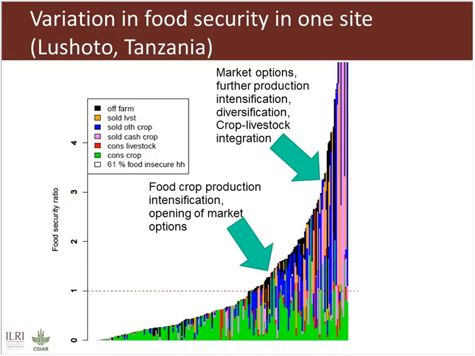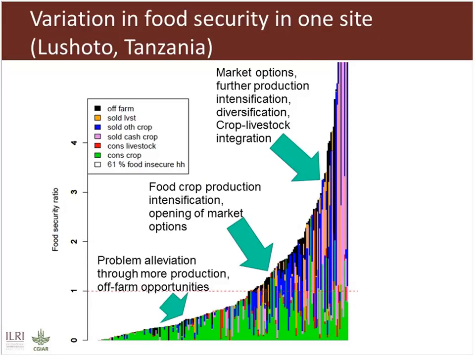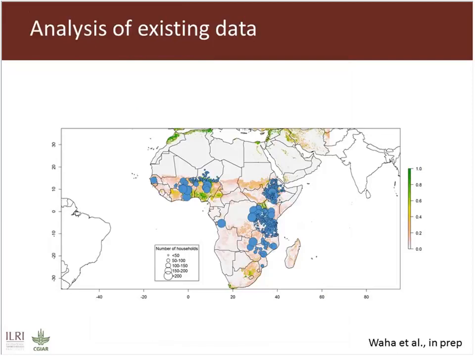For the middle ones, you're targeting really food crop production intensification and opening up of market opportunities for these households. As for the most food insecure households, if you're looking at agricultural interventions, you're typically talking about problem alleviation. It's very difficult to get them food secure with agricultural interventions. And really to get them less poor and more food secure, you're talking typically about off-farm opportunities for that group of households. And this type of calculation we can now do across the whole data set, and that gives us an enormous amount of information, not only within a site in terms of targeting, but also across sites and even on a country-wide basis.